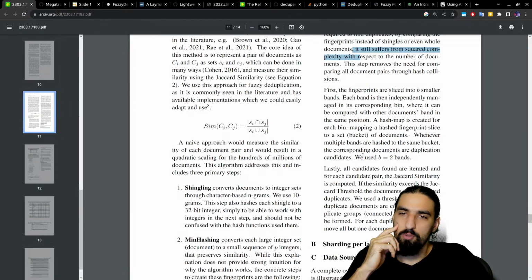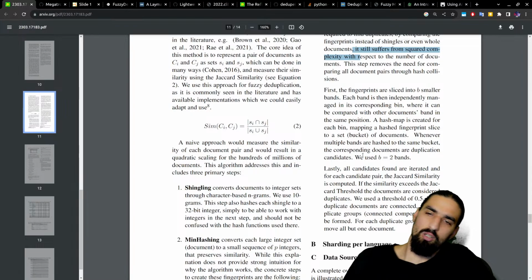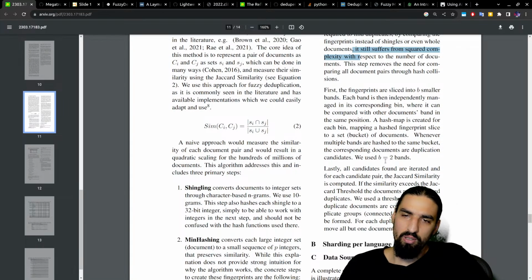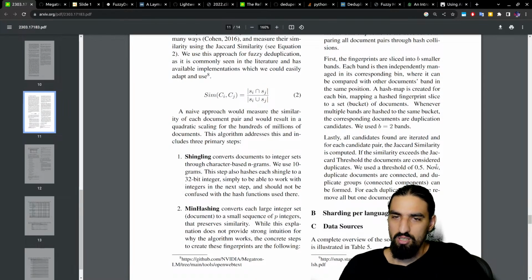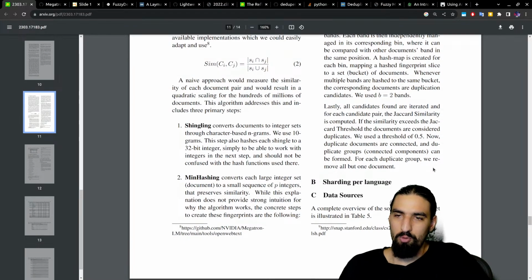A hash map is created for each bin, mapping a hashed fingerprint. Lastly, all candidates found are iterated, and for each candidate pair, the Jaccard similarity is computed. If the similarity exceeds the threshold, the documents are considered duplicates. We use the threshold of 0.5. Now duplicate documents are connected and duplicate groups can be formed. For each group, we remove all but one document.